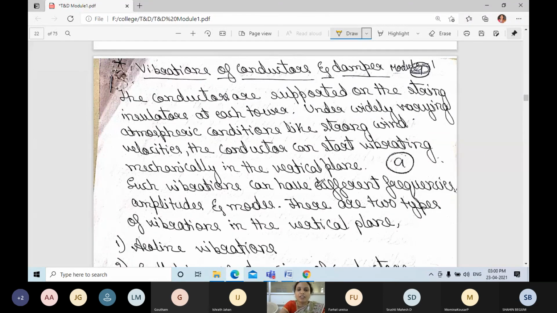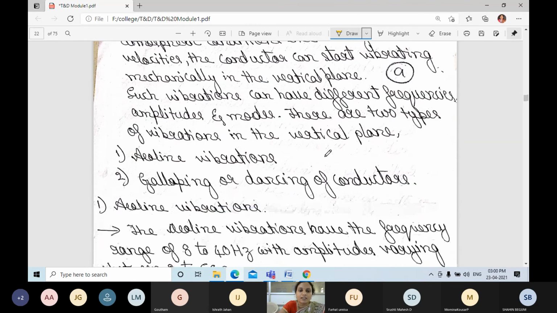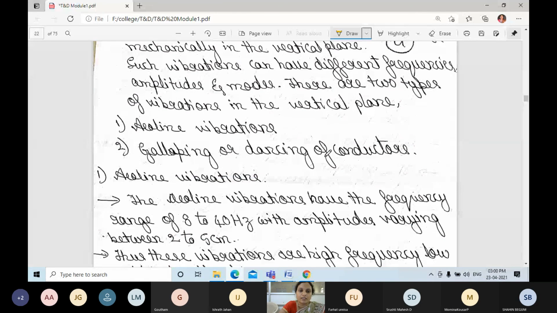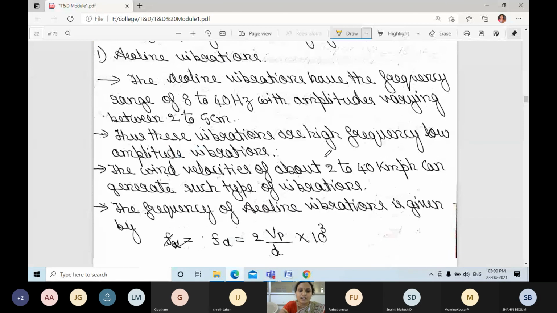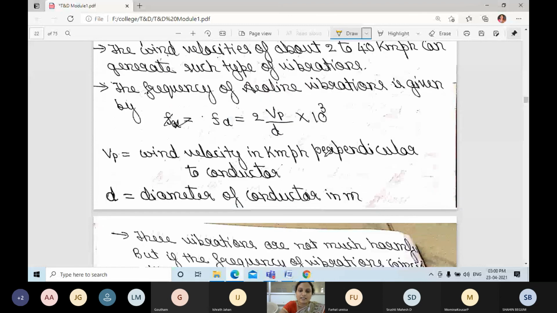Depending upon the topic, I'll choose. On the vibration of conductors and damper, there are two types: aeolian vibrations and galloping or dancing of conductors. In the next class we shall discuss this.